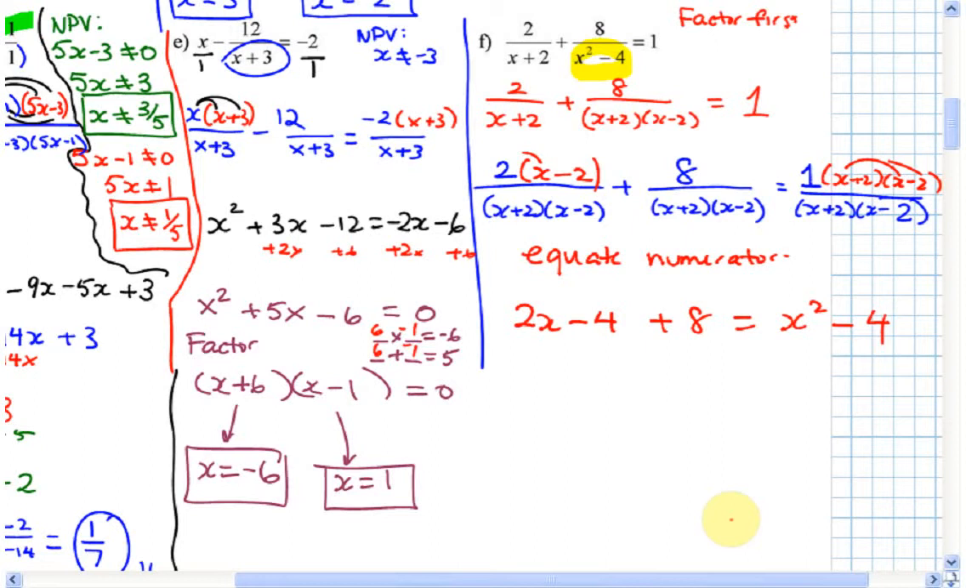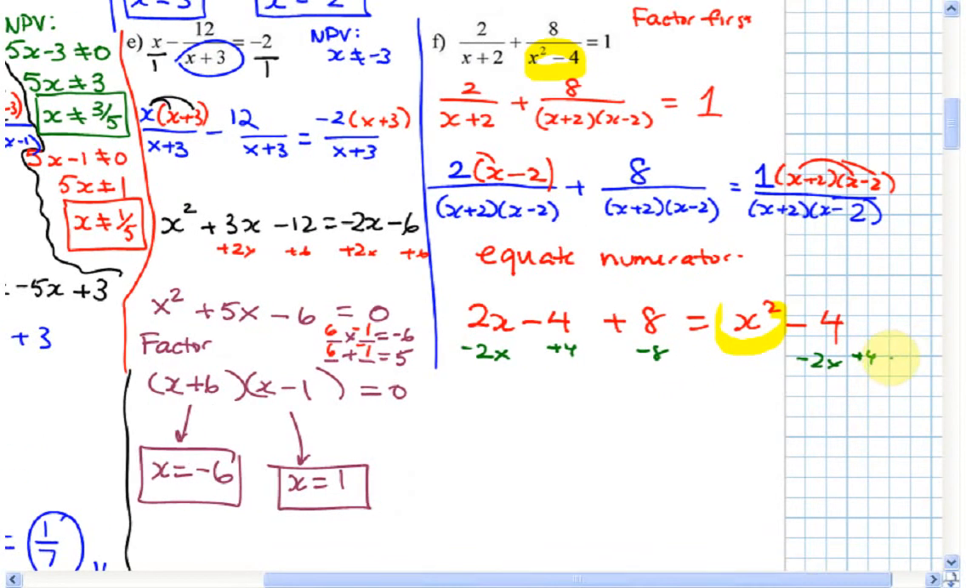Now, let's move all the terms to one side. Because I see that x squared is already positive on the right side, and I like dealing with positive x squareds, I'm going to move everything else from the left side over. So I'm going to subtract 2x, I'm going to add 4, I'm going to subtract 8. Okay, and let's see what you get. I believe you get 0 on the left side. X squared minus 2x, and I think, minus 8. Agree or disagree?